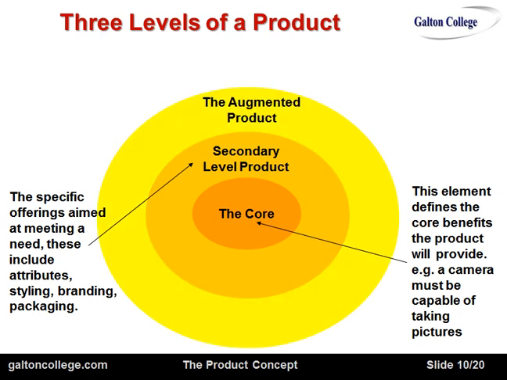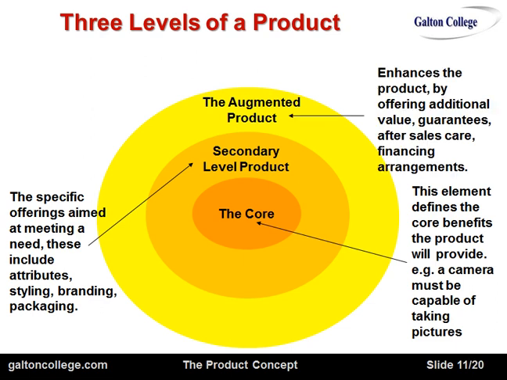And then we have an augmented product. Now, the augmented product enhances the product by offering additional value. For example, guarantees, after-sales care, financial arrangements or financing arrangements. So it's augmented. There's something added on to the product, and what's added on is the confidence in buying the product. It's the guarantees or the after-sales service that's been offered. So the product has come in three parts.